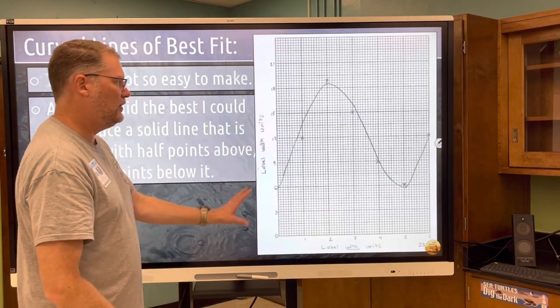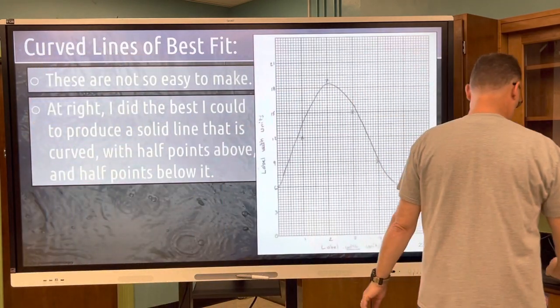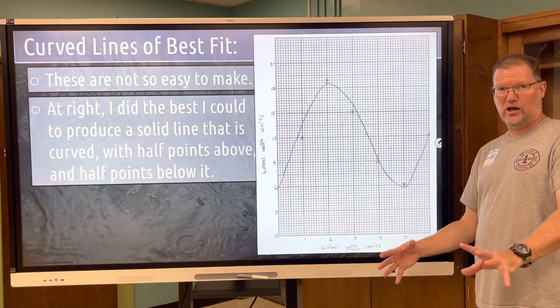That's, and this will be clearer when you have more practice with this, okay? So we're on slide 23 in our notes, we're keeping up, okay?